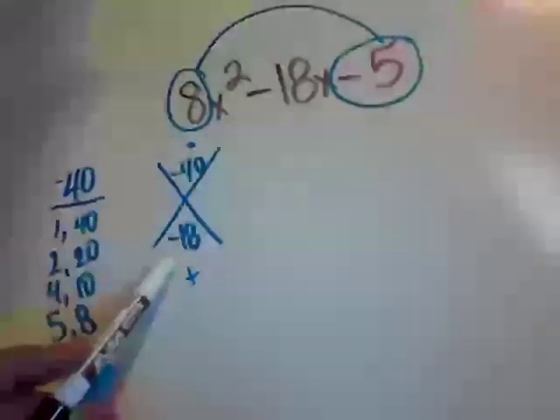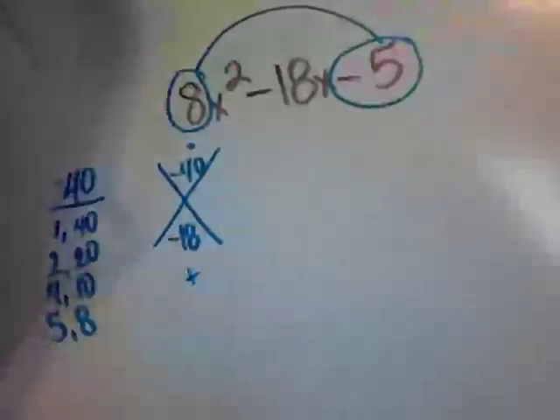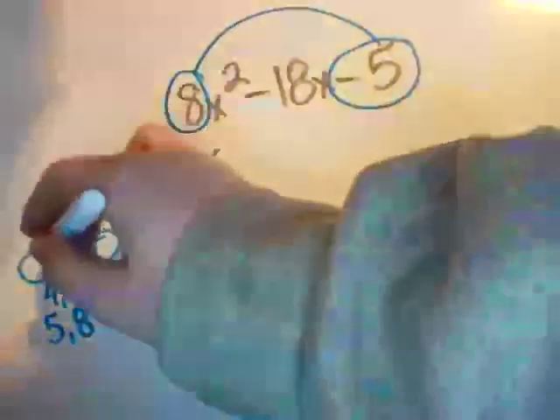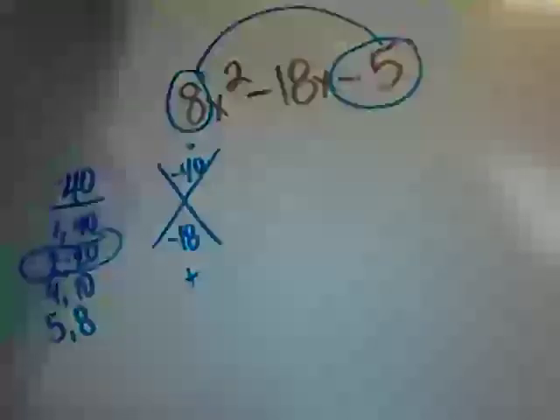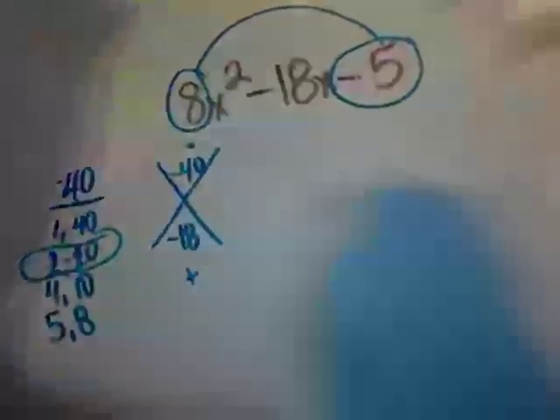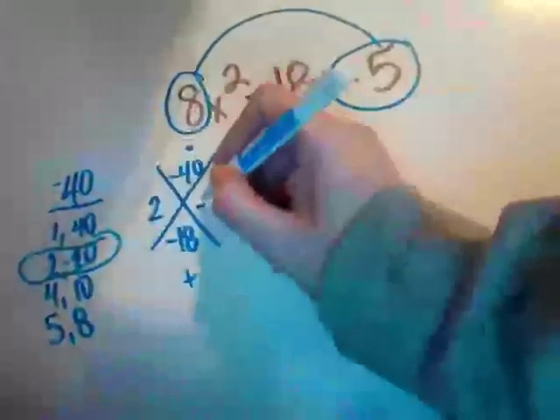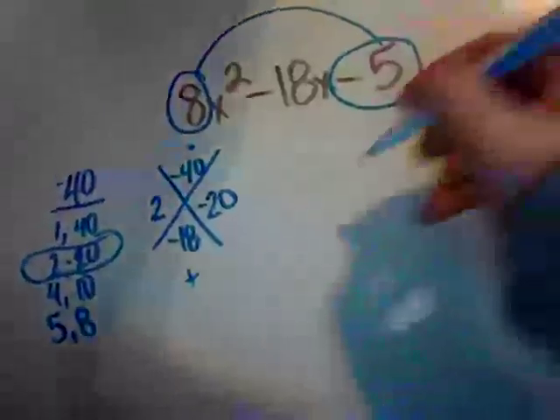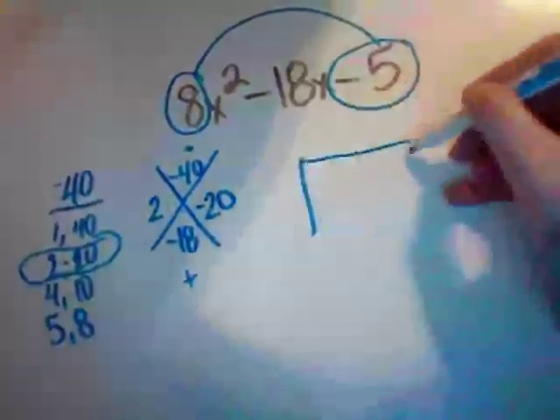So to combine to make the negative 18, the only pair that's going to combine to make a negative 18 would be the 2 and the 20. And the only way that works is if the 2 is the positive number and the 20 is the negative number. 2 minus 20 is where we get the negative 18. So I'm going to put the 2 and the negative 20 in the x. Now we're going to create the box.